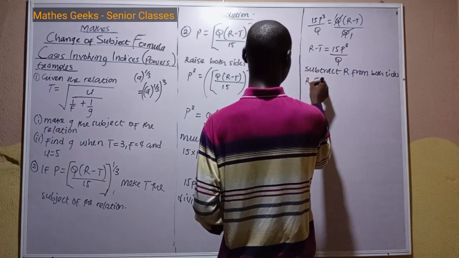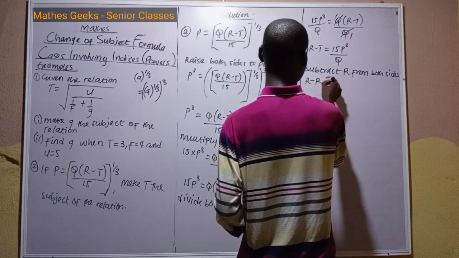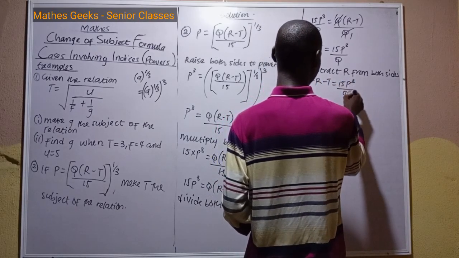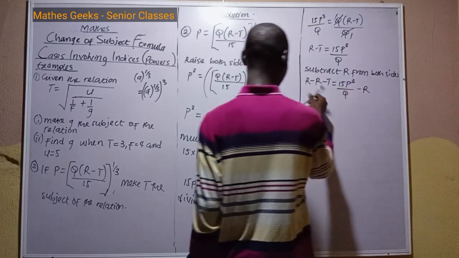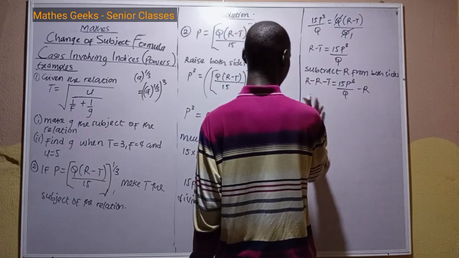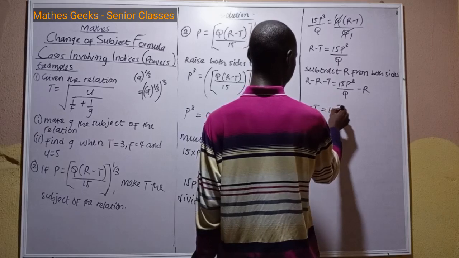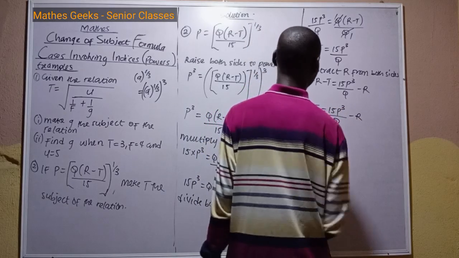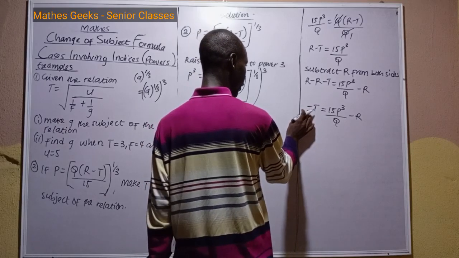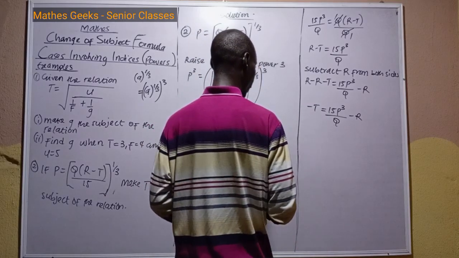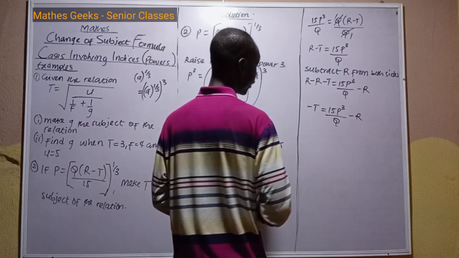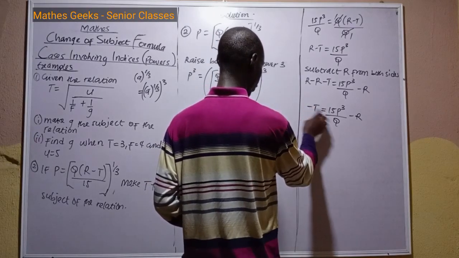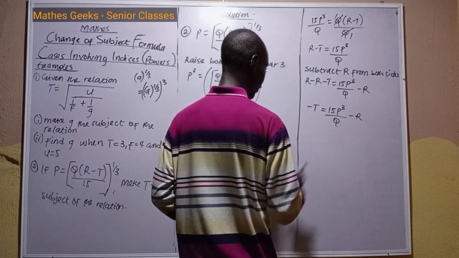So r minus t, that's 15p squared over q minus r. So plus r minus r is 0, minus t is equal to 15p squared over q minus r. T is standing alone, but it's negative, and when a letter is made subject of a relation, it doesn't have to be negative, so we're going to multiply through by minus 1 so that t will be positive.